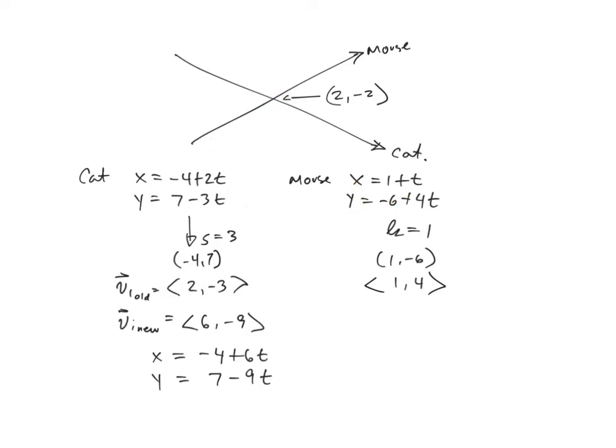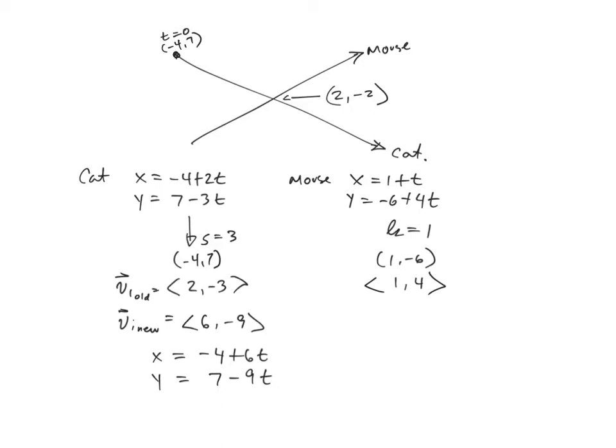For the cat to catch the mouse, one thing we did was change this velocity vector. The other thing we could change is the initial point. You can think of this as the initial point of the cat when time is equal to 0. When we put t equal to 0 here, our parametric equations for the cat give us -4, 7. So at time t equal to 0, the initial point of the cat is -4, 7.